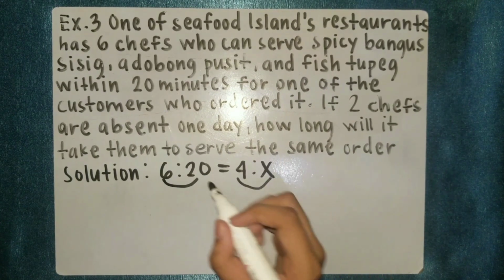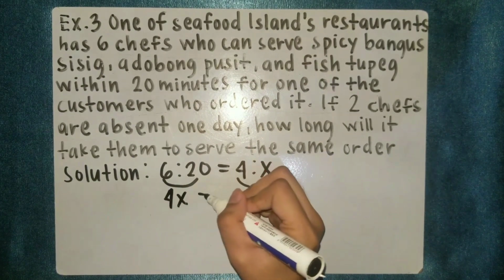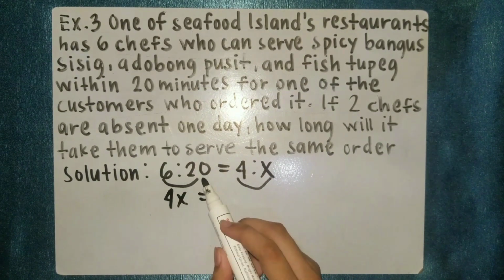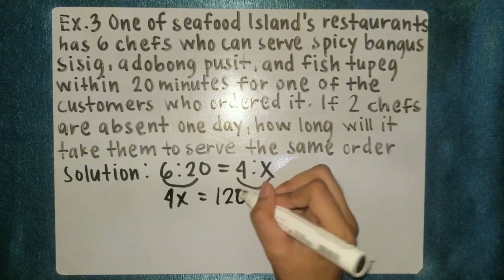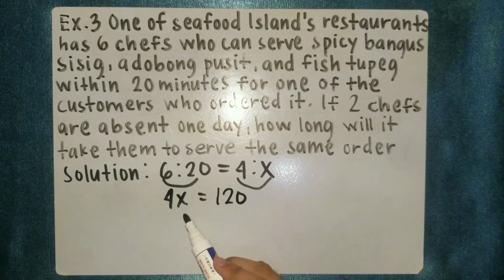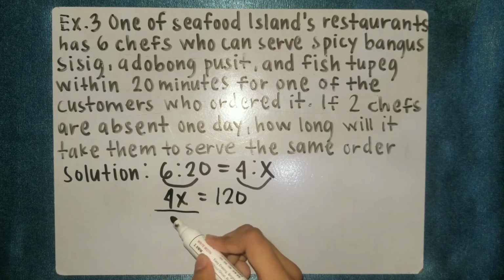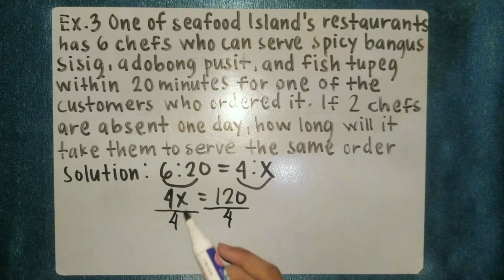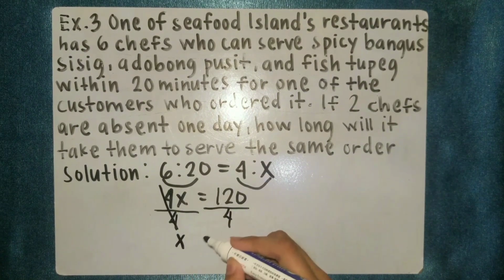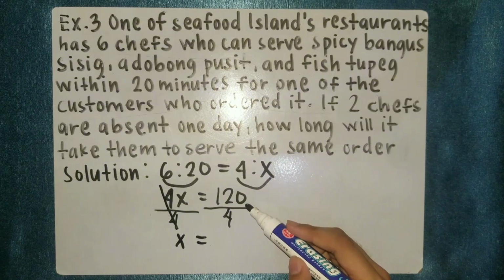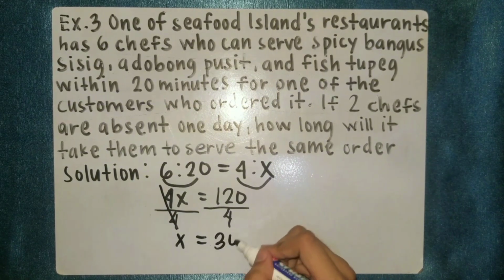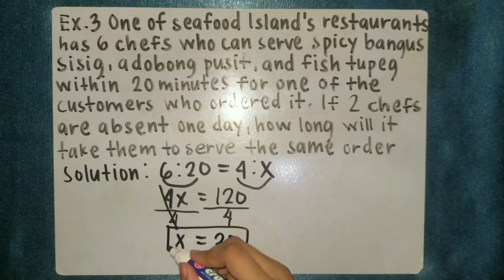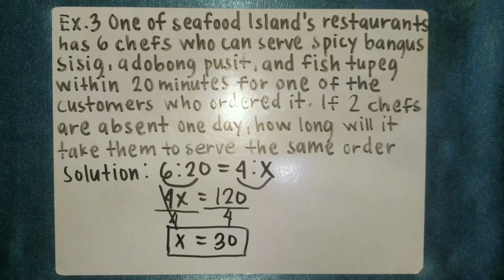4 times x equal 4x. 6 times 20 equal 120. Then next we will solve for x. To solve for x, we will divide 4 by both sides. 4x divided by 4, cancel, x na lang ang matitira, equal 120 divided by 4 equal 30. In conclusion, in 30 minutes they can serve the same order if there are only 4 chefs.